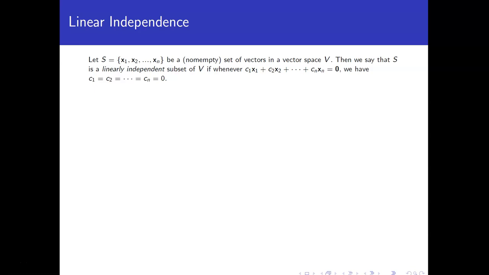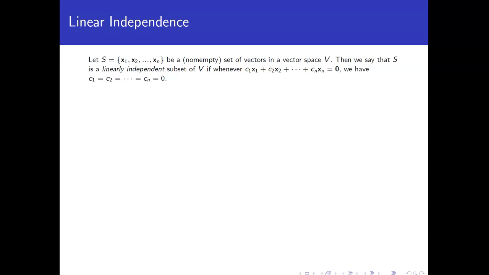So let's give the definition of what we mean by linear independence. Let's say we have a set S that contains vectors from a vector space V. Let's make sure the set's non-empty, because this concept doesn't make any sense if we don't have a non-empty set. So we say that S is a linearly independent subset of V if, whenever you have a linear combination of the vectors from S that gives you the zero vector, then you necessarily had to use zeros for your constants.